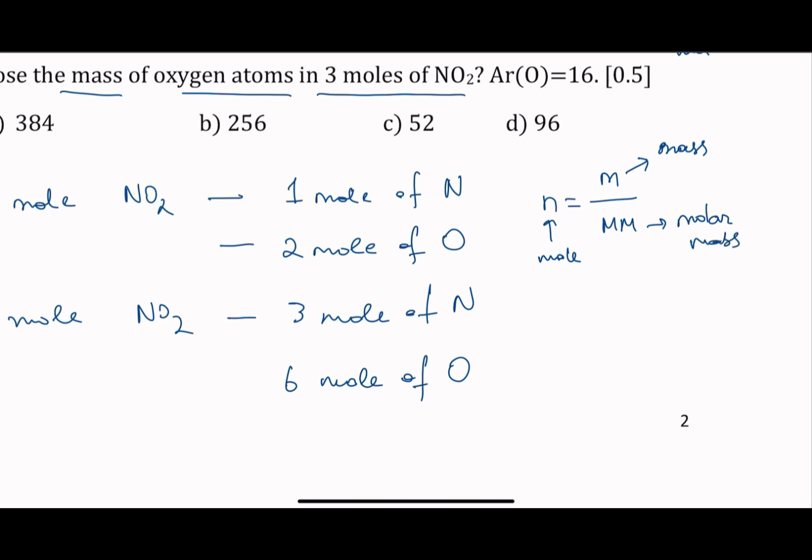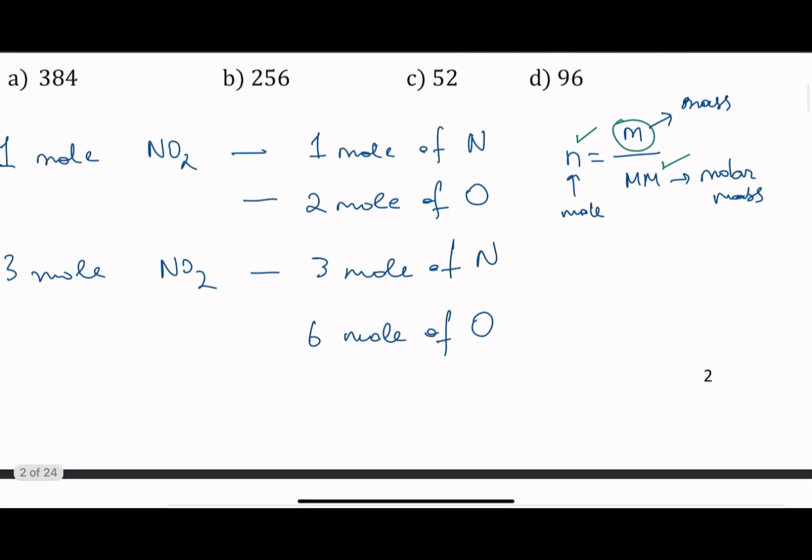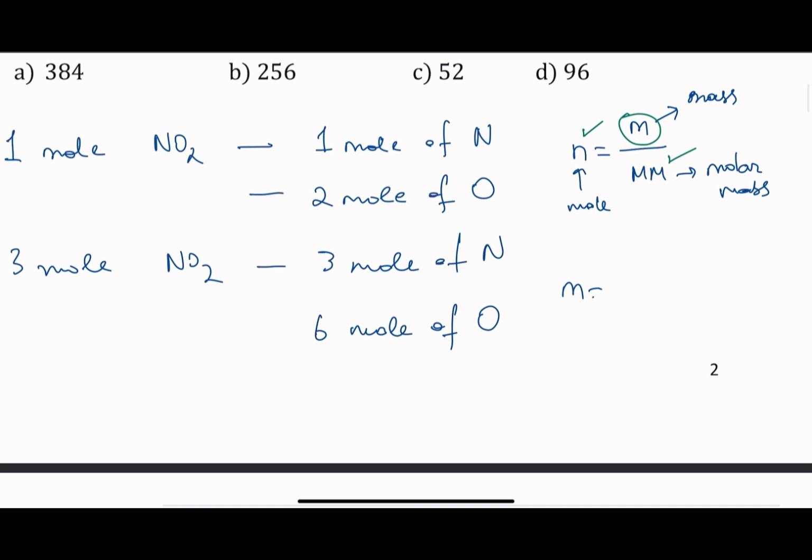So right now you've got 6 moles of oxygen given to you, and you have the molar mass of oxygen, which is 16. You need to find the mass, and from here you know that m equals n multiplied by Mm, and this would be 6 times 16, which would be 96 grams.